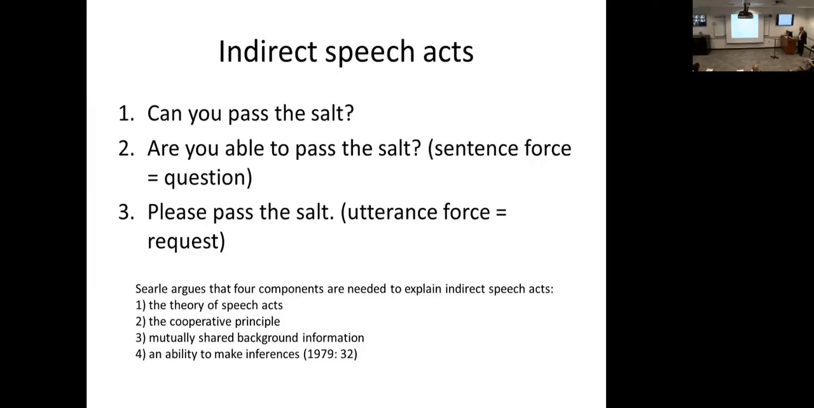Now, Searle says you need 4 things to explain how indirect speech acts work. One is the theory of speech acts, which we are in the process of learning. The second one is the cooperative principle, which we will talk about in the next lecture. And then background information, and that would be context. And the capacity to make inferences, in other words, to derive logical information from one thing that you already know. So basically, we have all the information.